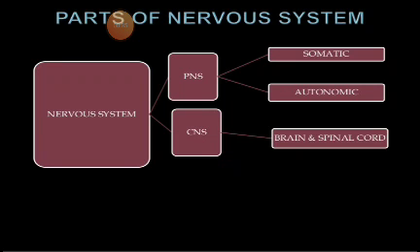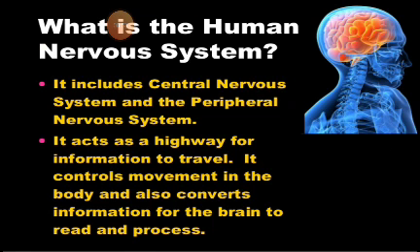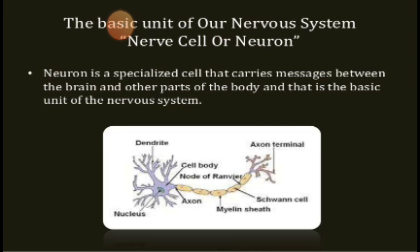So the nervous system is divided into the peripheral nervous system and the central nervous system. The central nervous system includes the brain and spinal cord, while the peripheral nervous system includes the autonomic nervous system and the somatic nervous system. What is the human nervous system? It includes the central nervous system and peripheral nervous system. It acts as a highway for information to travel. It controls the movement in the body and also converts information for the brain to read and process.